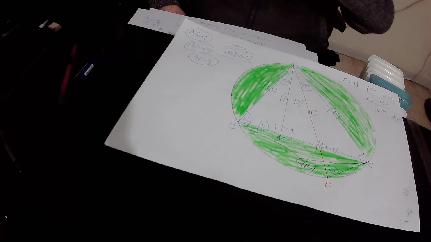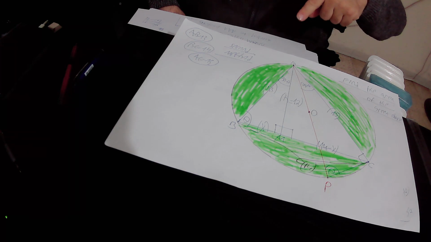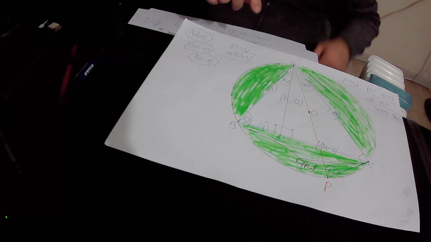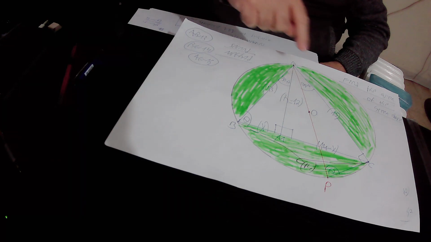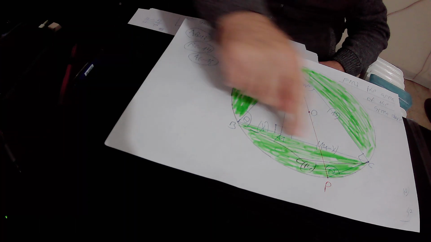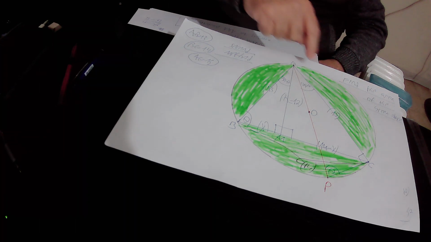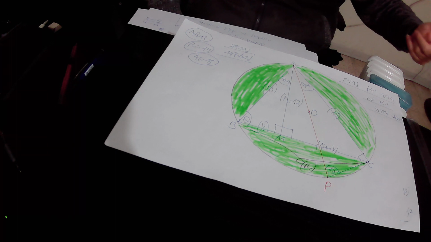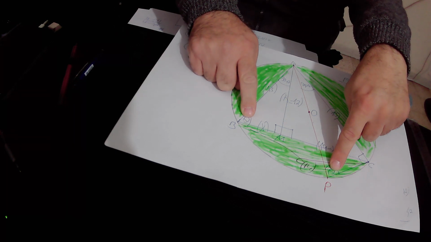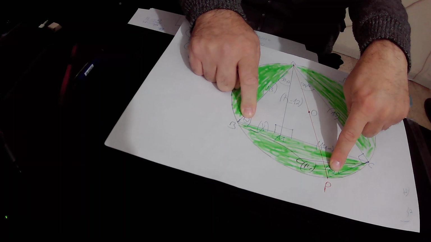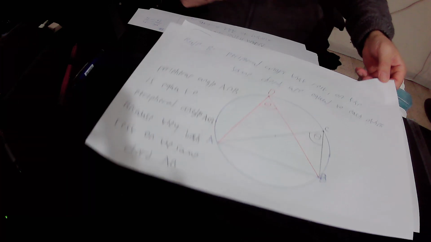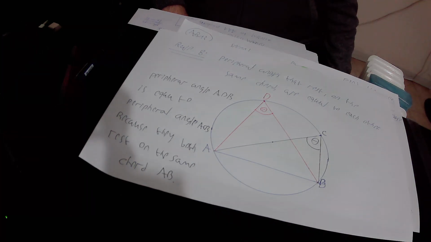So here we have peripheral angle ABC. This peripheral angle ABC rests on AC, but we have also peripheral angle APC that rests on the same chord called AC. Therefore, those two peripheral angles that rest on the same chord must be equal to each other. Here we have actually rule number 8. According to rule number 8, peripheral angles that rest on the same chord are equal to each other.